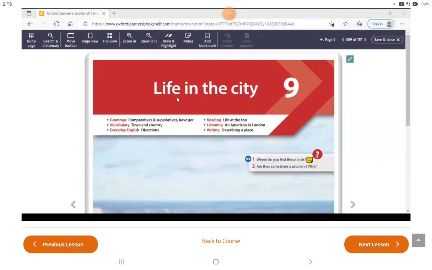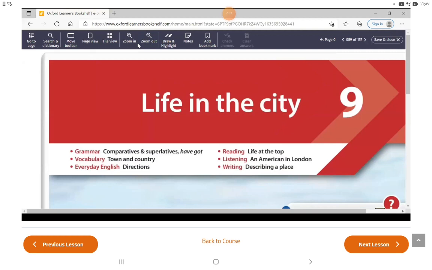Right. Okay, that is unit 9. Here we have the grammar: comparatives and superlatives. Comparative is when you're comparing 2 different things, people. Then you use the comparative, okay? Adjective, this is an adjective. And then the superlative is when you have more than 2 different things that you want to compare. Then you will use the superlative, okay?